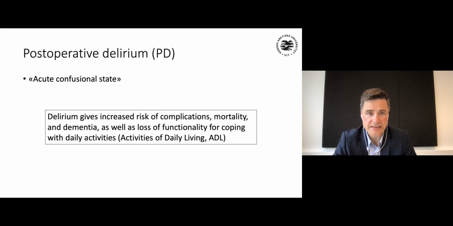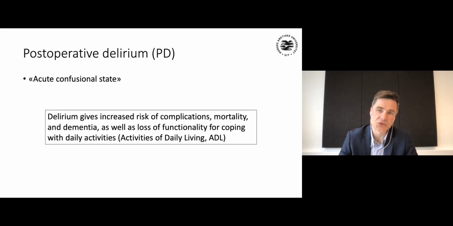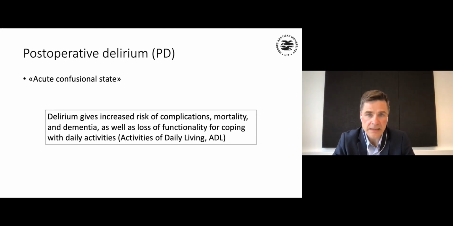So it's often defined as an acute confusional state after surgery. So especially if you have a major surgery, for instance, in the abdomen, then some patients enter into this very, very confused state, which is not good for the patient. It's also associated with increased risk of further complications, and also premature mortality, dementia, and so on.